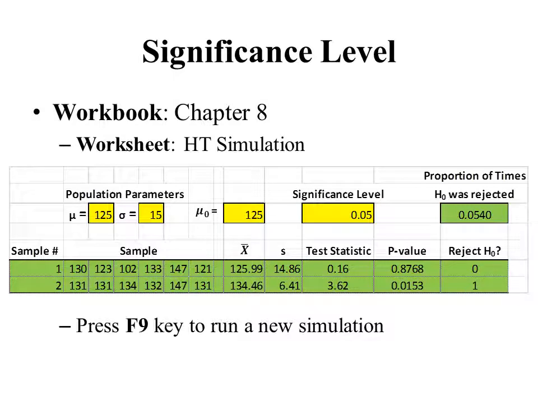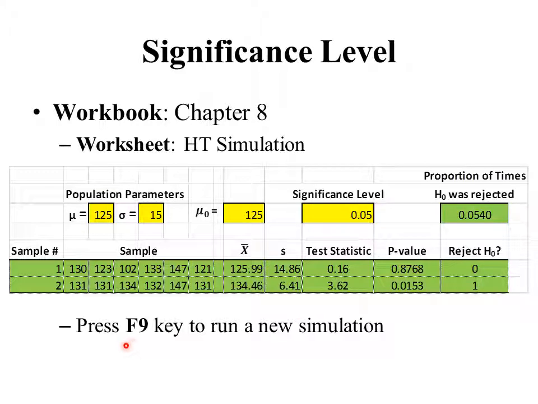And so in this simulation, we do about 1,000 or 2,000 different samples. And in each one, we either reject the null hypothesis or we do not. Up here, it calculates the proportion of times that the null hypothesis was incorrectly rejected. And so in this case, we have about 5.4% of them that were rejected.